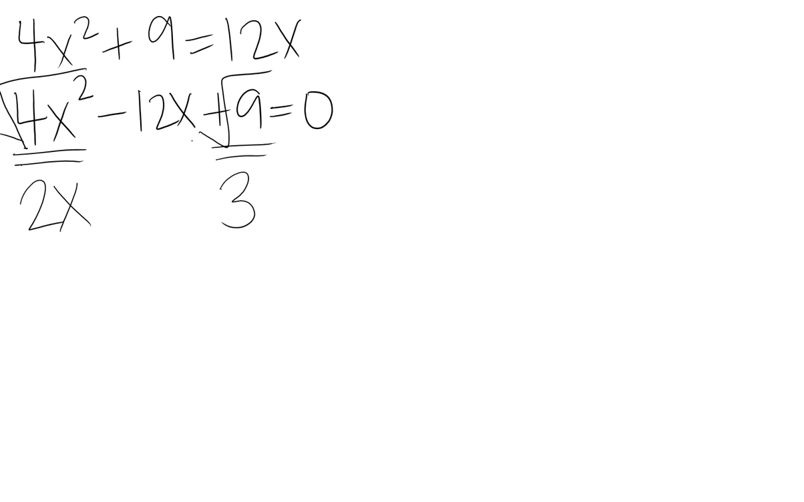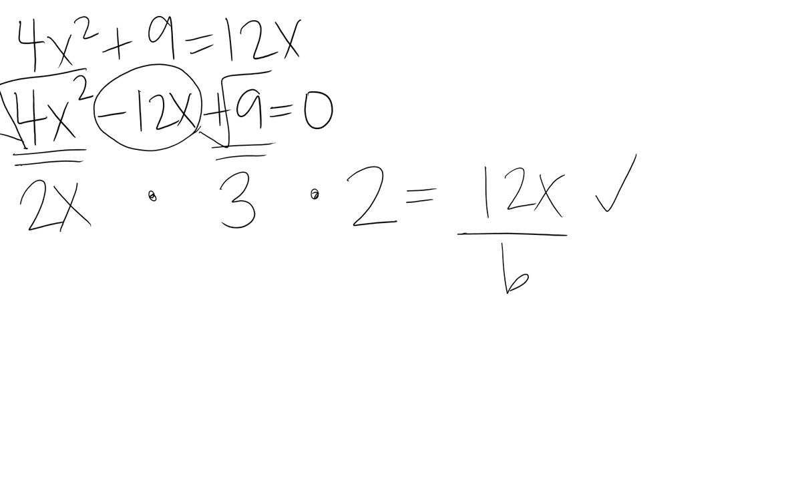The next step is that I need to check my middle term. To check it, I would take these two square roots that I just found, multiply them together, and then multiply by 2 and make sure that I get the value of b. So 2x times 3 times 2 would be 12x. So check, we got the same value as b.